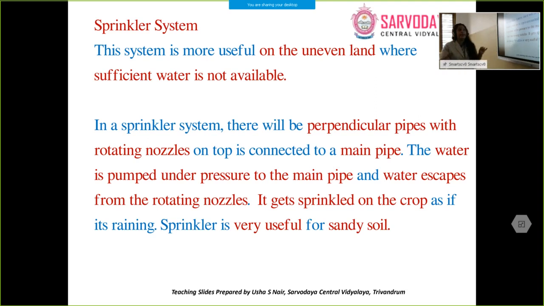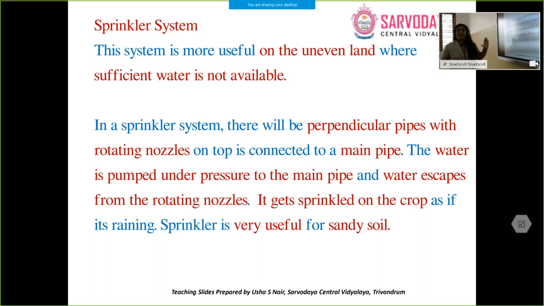The sprinkler system is more useful on what type of land? On uneven land. Why do we use it on uneven land? Because sufficient water is not available there. Again, the sprinkler system is more useful on uneven land where sufficient water is not available. We use this type of system for supplying water to the crops because on uneven land there is not enough water. So we use this type of system so the water will go everywhere.